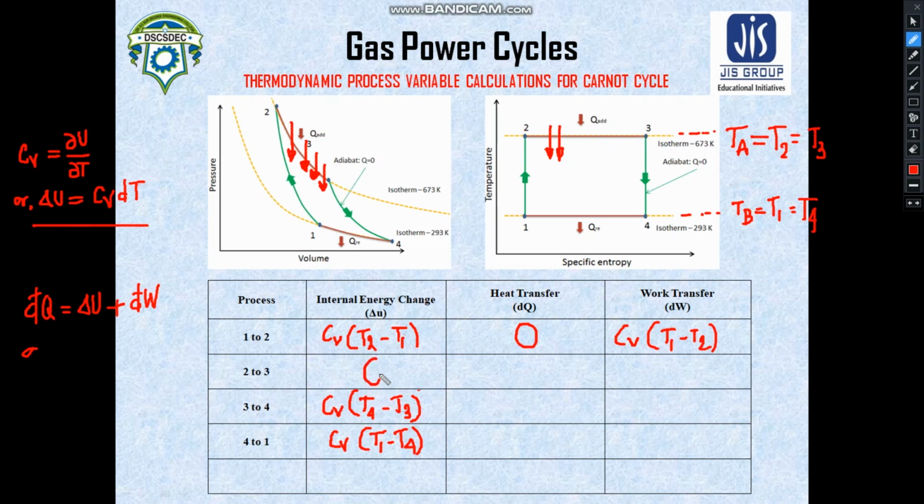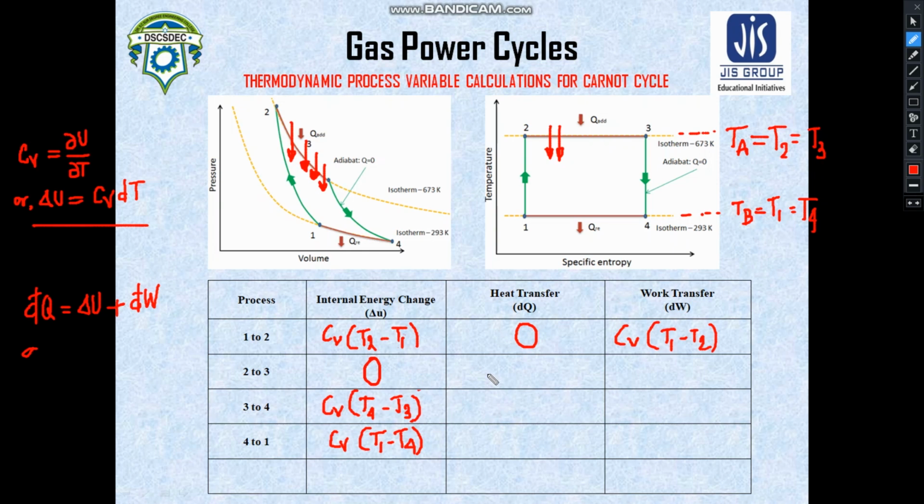So this part would become 0. Okay, so the internal energy change is 0, since it is an isothermal process. I think you are now getting my point. Since this is an isothermal process and T3 is equal to T2, it becomes 0. Now what is the heat transfer here?